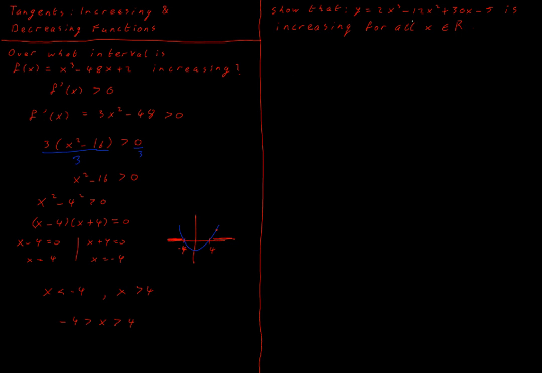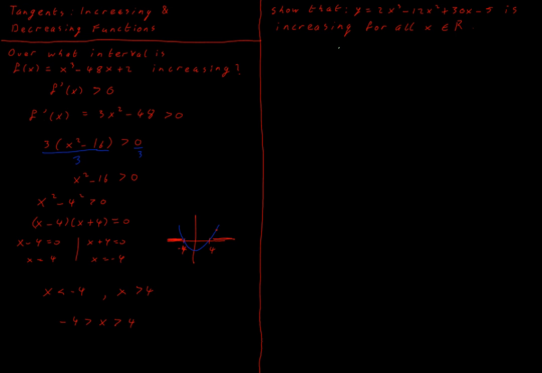Now let's have a look at our second situation. Show that this is increasing for all values of x, x an element of the reals. Well, x element of R means the real numbers, so it's any number from minus infinity up to plus infinity. We don't mind what number we put in. So what are we really being asked? Show that it is always increasing.